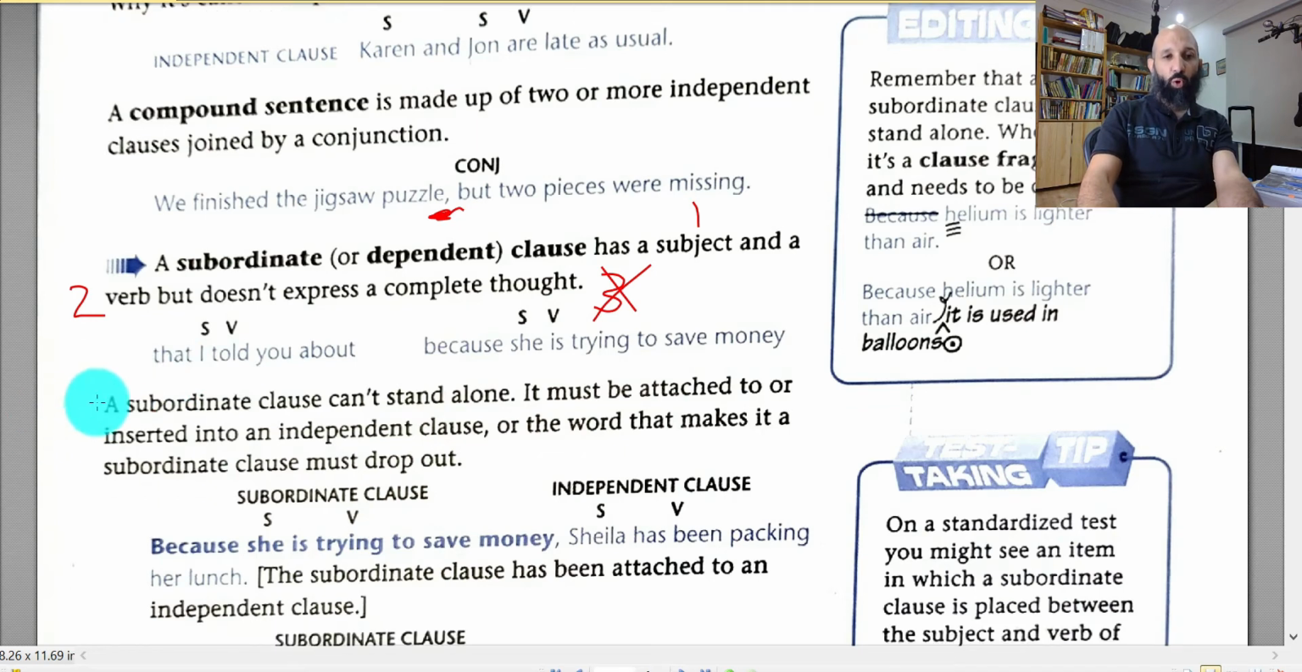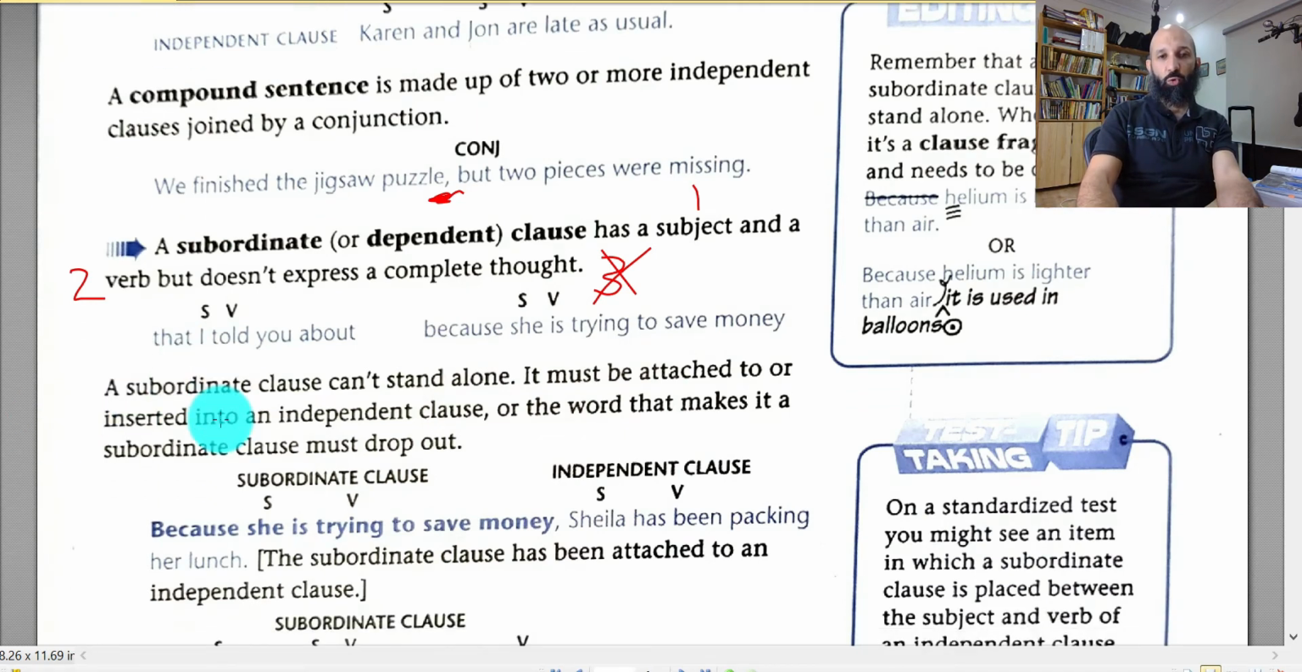So a subordinate clause cannot stand alone. It must be attached to or inserted into an independent clause, or the word that makes it a subordinate clause must be left out. What does that mean? Let's see. Let's take this one first and let's read it.